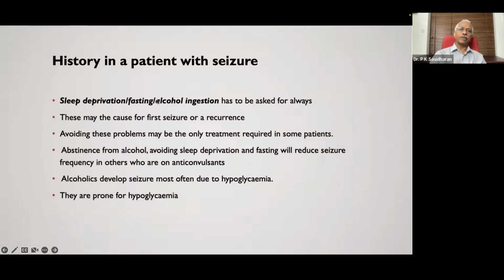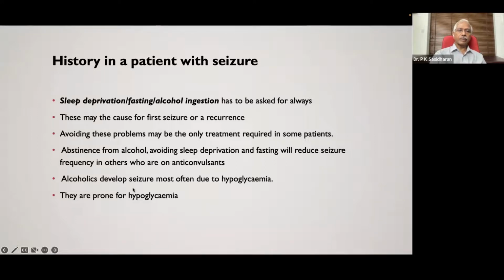Sleep deprivation, prolonged fasting, and alcohol ingestion have to be asked always. This may be the cause for a first seizure or a recurrence of seizure in those with idiopathic seizure disorder. Therefore, avoiding these problems may be the only treatment required in some patients where you can find out these as the precipitating factors. Abstinence from alcohol, avoiding sleep deprivation, and avoiding prolonged fasting will reduce seizure frequency in others who are on anticonvulsants also.